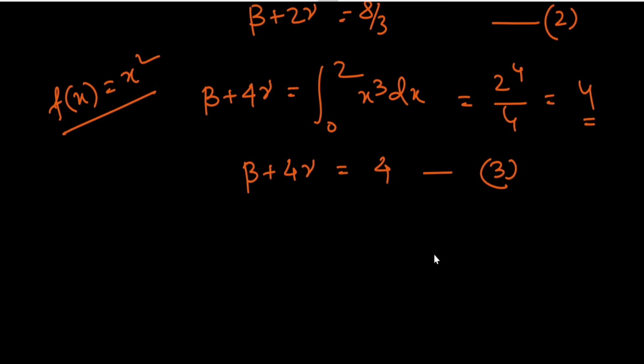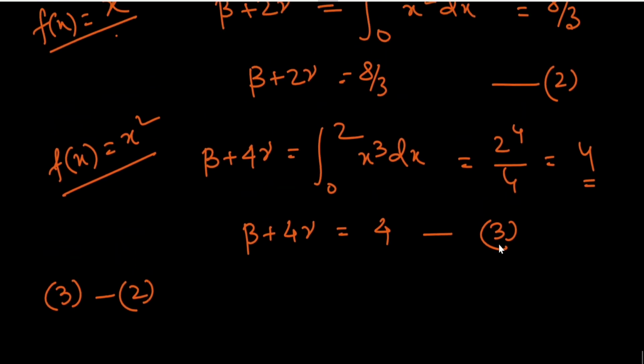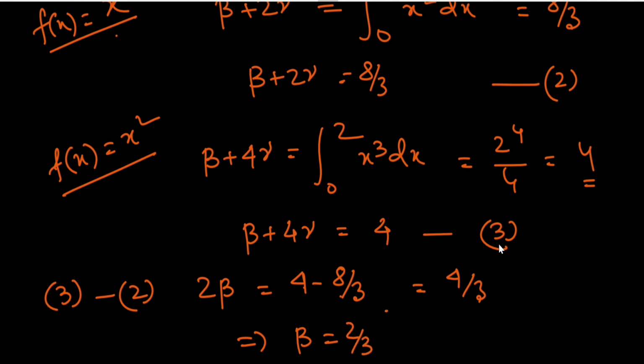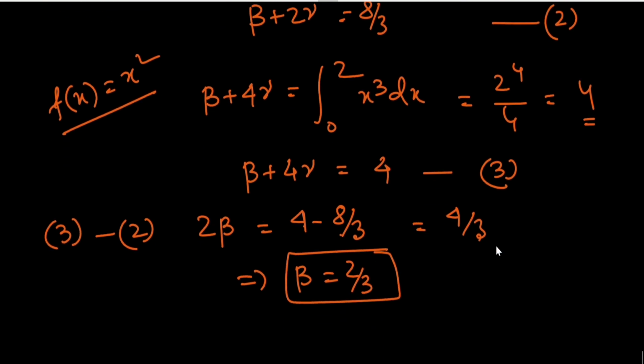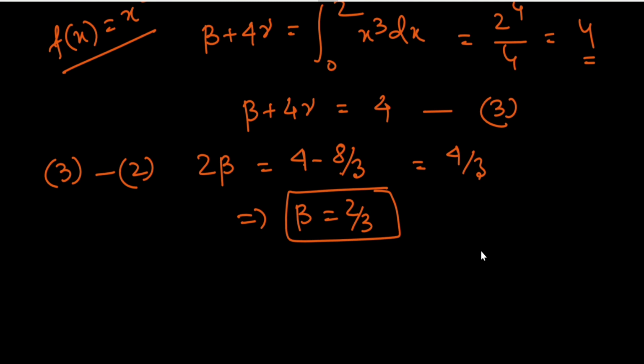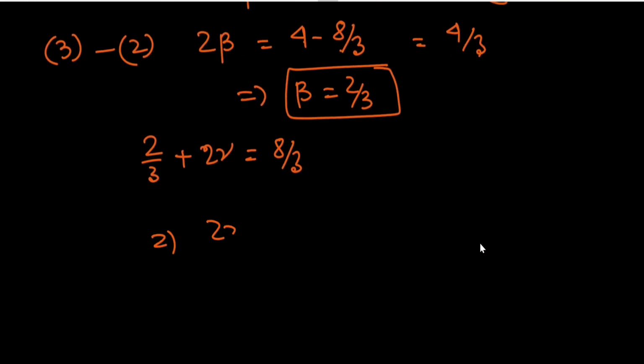Now we subtract equation number 2 from 3, which gives 4 gamma minus 2 gamma. This gives 2 gamma equal to 4 minus 8 by 3, which is equal to 12 minus 8, so 4 by 3, and this gives gamma equal to 2 by 3. So the value of gamma should be 2 by 3. Now put the value in any equation. So beta plus 2 gamma, in equation number 2: beta plus 2 gamma, so beta plus 2 by 3 is equal to 8 by 3.